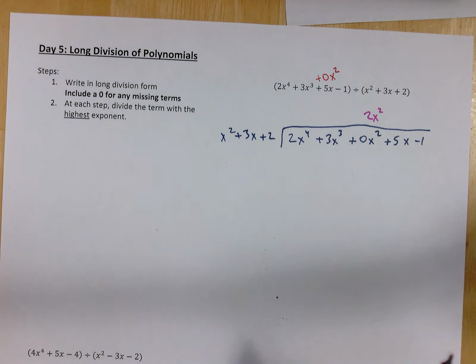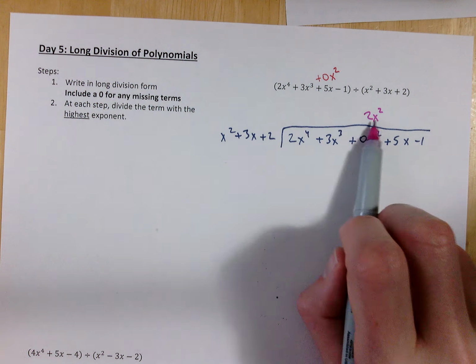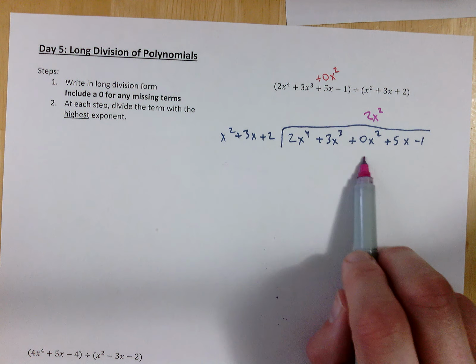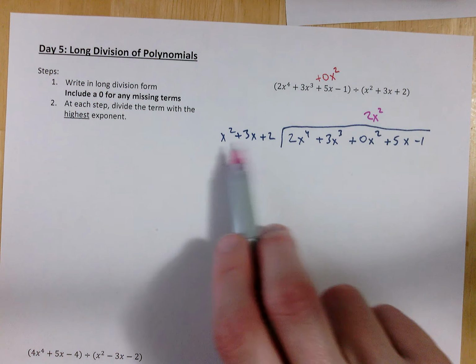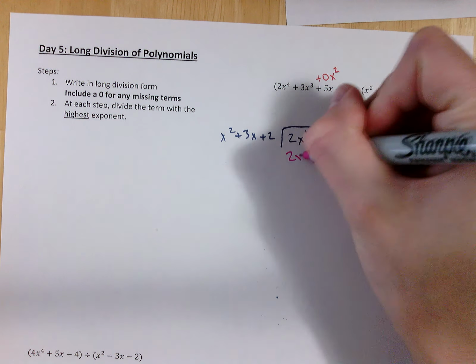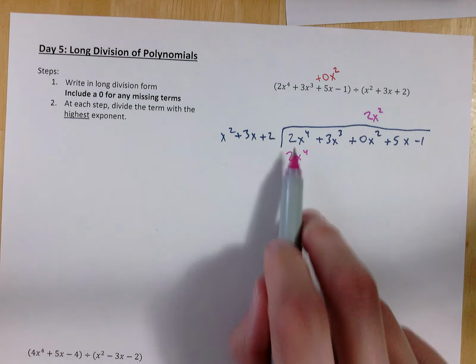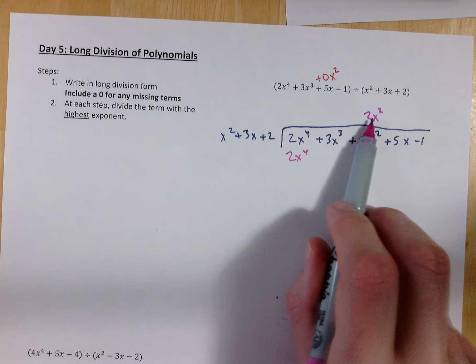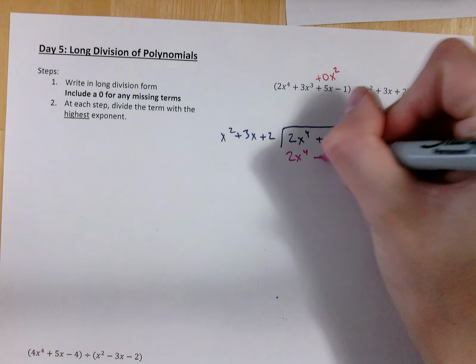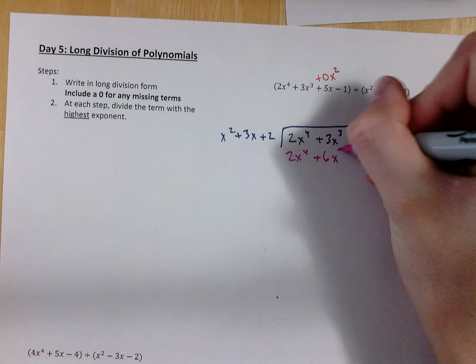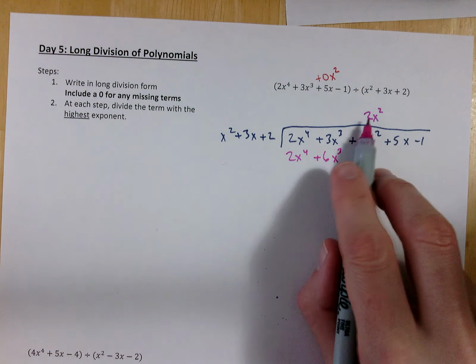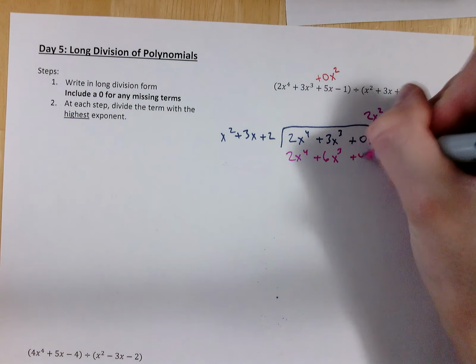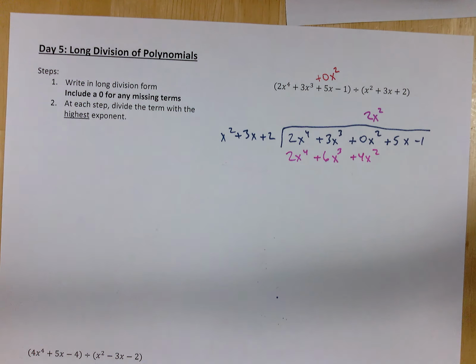Then, just like in our division problem, you take this, multiply it by this, and write it underneath. So 2x squared times x squared is 2x to the 4th. Notice those are exactly the same, sign and everything. That's what you're looking for. 2x squared times 3x: 2 times 3 is 6, x times x squared is x cubed. And then 2x squared times 2 is 4x squared. Okay, so we got that.